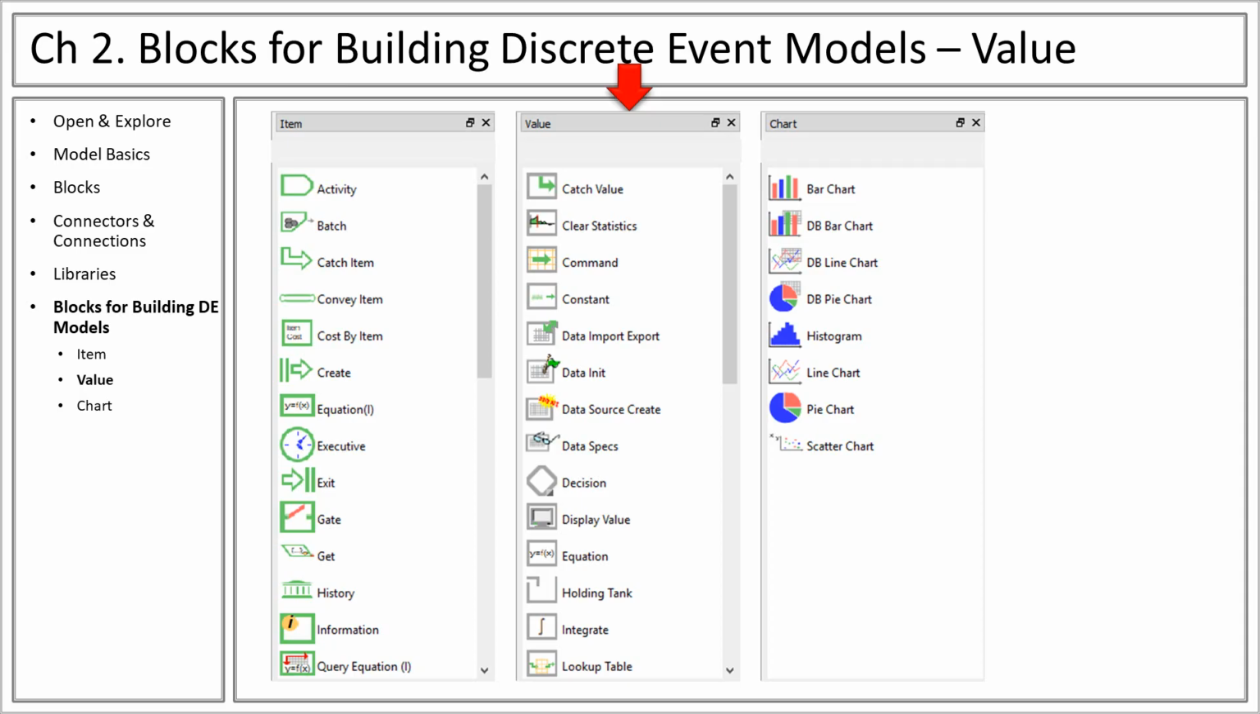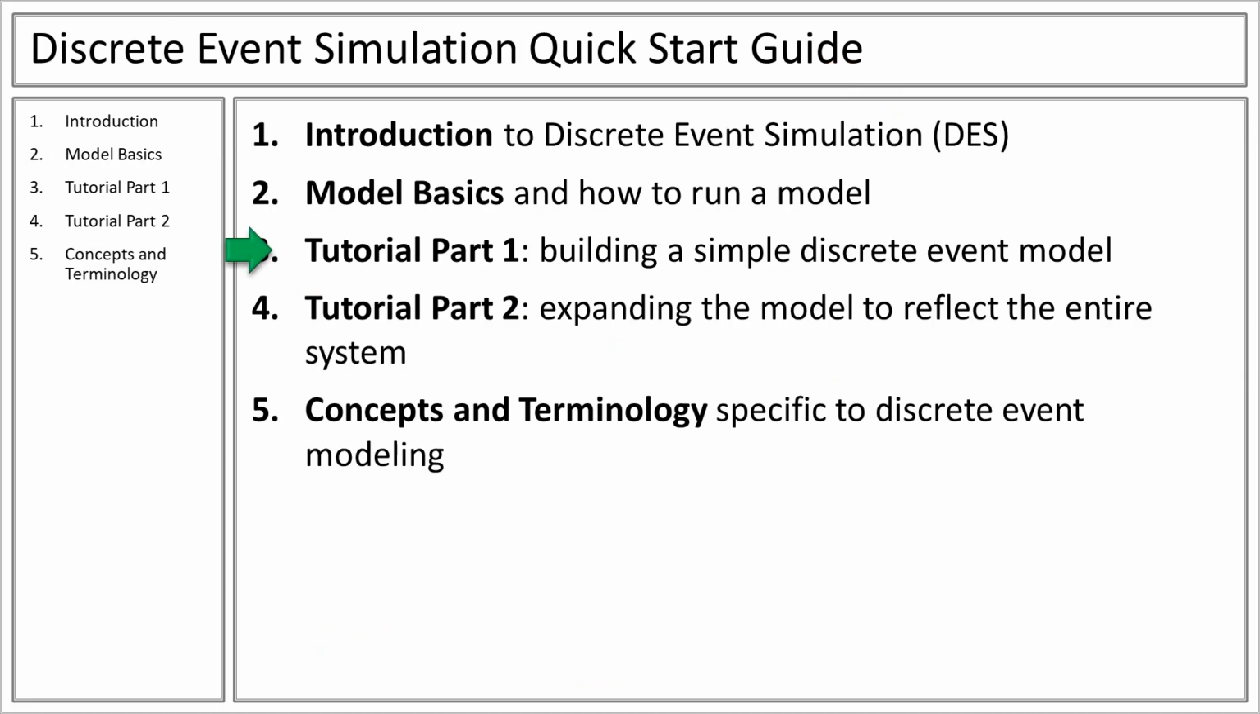For example, the equation block is for creating compiled equations from a simple operation to a full programming environment. The blocks in the chart library are useful for any type of model. The most commonly used block is a line chart, which traces a history of values over time during the simulation. This concludes the video for Chapter 2. In the next video, we will go through a tutorial to build a simple model.